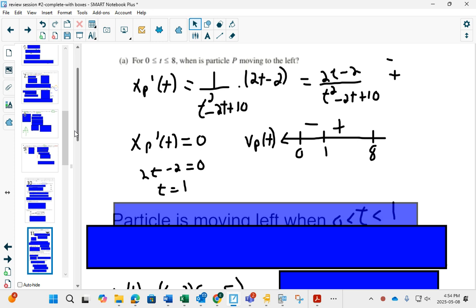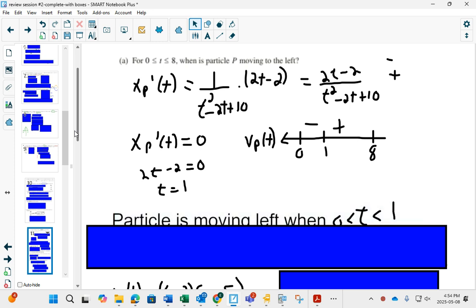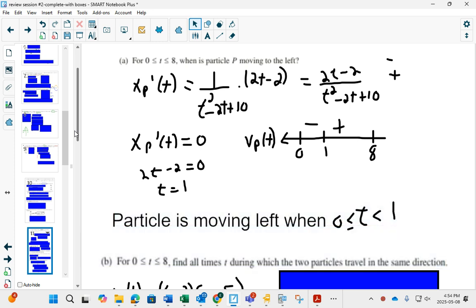So based on that, it's moving to the left between the times 0 and 1. Can you see why you could include 0 but not include 1?